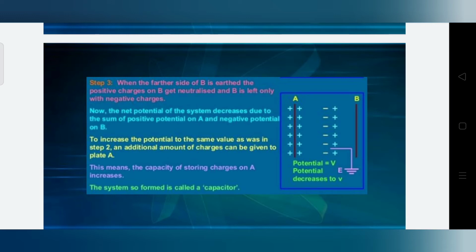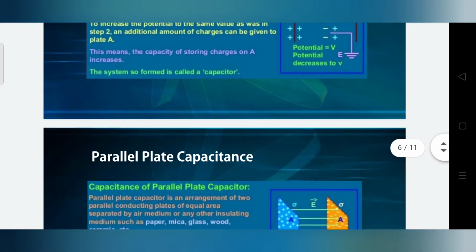To increase the potential to the same value as was in step 2, an additional amount of charge can be given to plate A. This means the capacity of storing charges on A increases. The system so formed is called a capacitor.